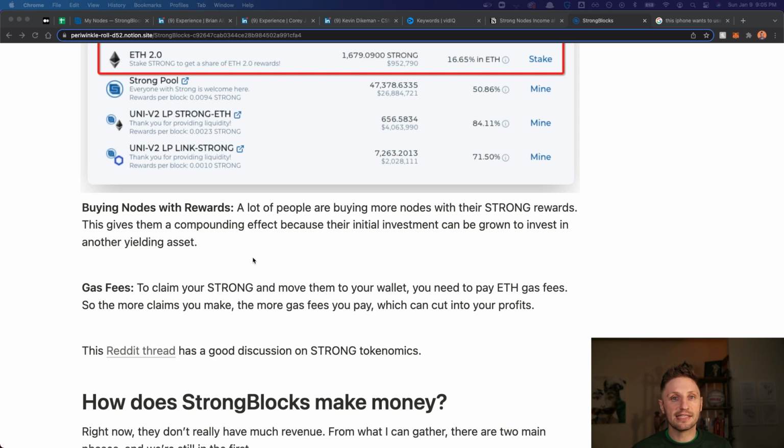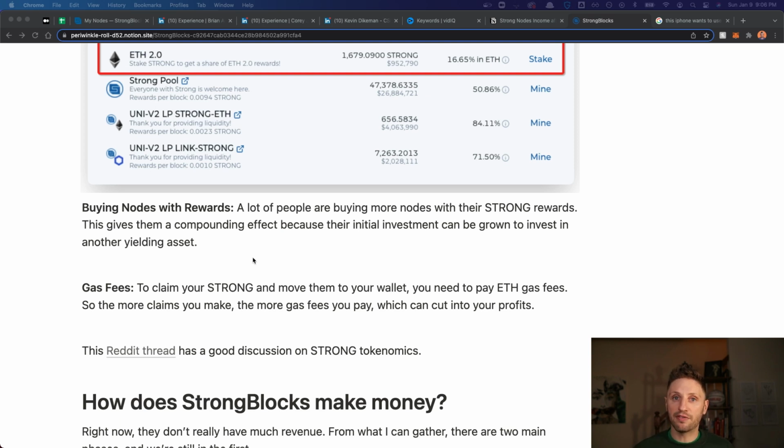However, a key element of this is that Strong runs on the Ethereum network, so there are gas fees involved. To claim your Strong rewards, you can't just take them and roll them straight into a new node. You have to take them out and claim them, put them into your wallet, and then take your 10 Strong and go buy another one. So to do that is going to require some gas fees. You have to pay the gas to take the reward out, and then you might have to pay some gas also to make the other transaction to put the rewards back into work for you.